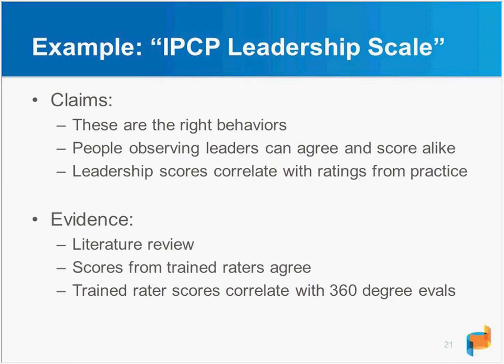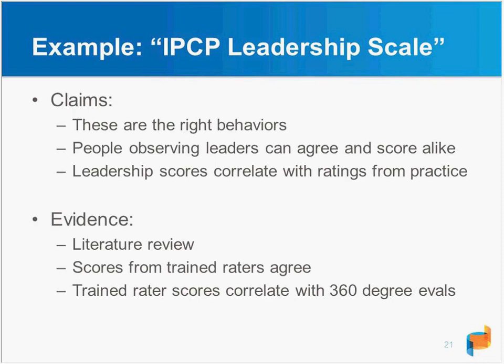Some of the claims we might make about the scale are that, first, the 15 behaviors listed are the right behaviors to look for. We claim that they truly reflect what collaborative leaders do and don't do. Second, we might claim that the behaviors are so well described that different people observing trainees in a simulation scenario will agree whether or not those behaviors occurred, and those observers will score the trainees in a similar manner. Third, we may claim that the scores in the simulation setting are so accurate and so indicative of a leader's true behavior that they will correlate with separate ratings of that person's leadership as demonstrated in practice.